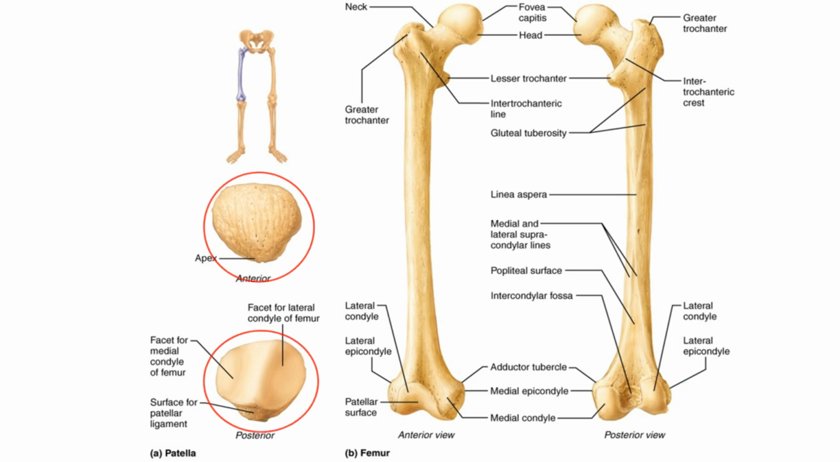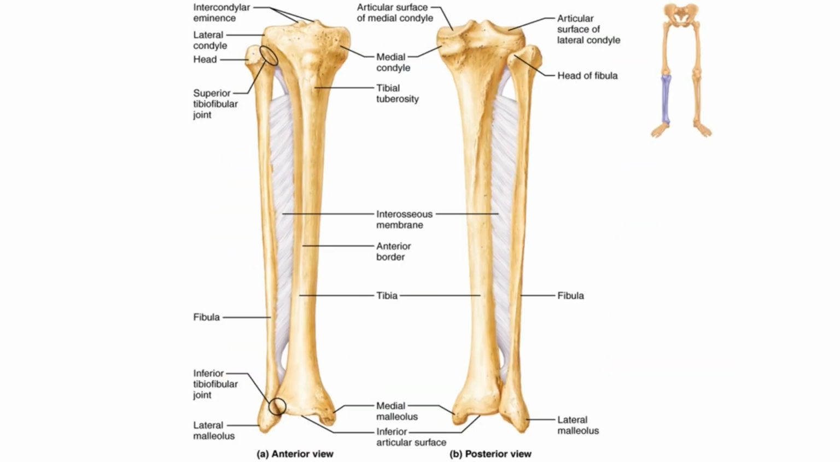Finally, we have the patella, or the kneecap, which sits anterior to the femoral condyles. Remember, if the head is medial and that linea aspera ridge is in the back, you have found the anatomical position. Now we move to the leg, which consists of the tibia and the fibula.